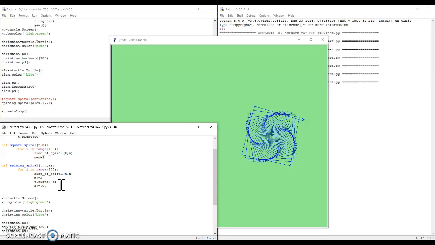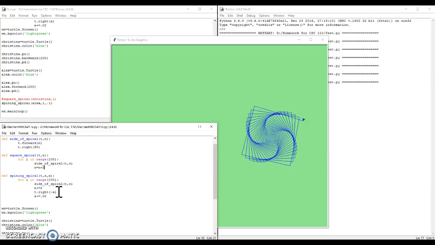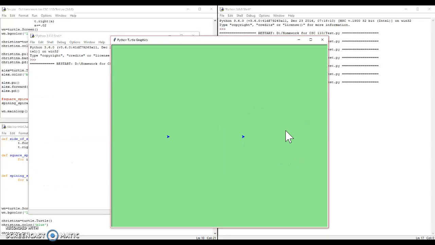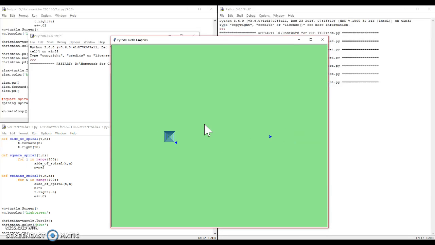And having t turn right by a negative a changes the formation of this spiral to go the opposite way it currently does. It then starts looking more like the picture. And what I'm running here now is just the full function and process where it does the square spiral and the spinning spiral.